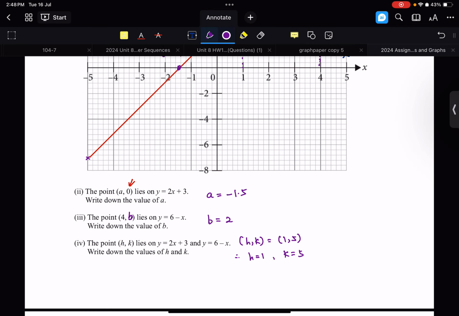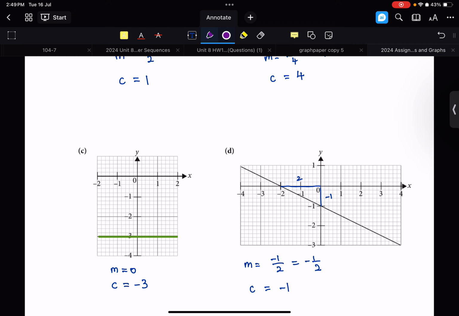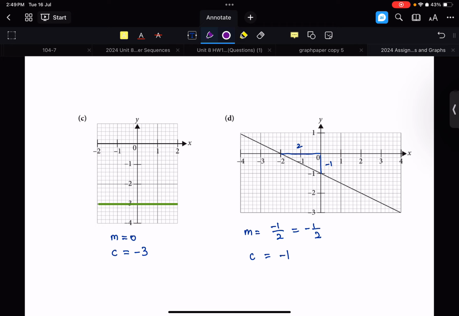Okay, and finally, the last part, finding the y-intercept and gradient. Of course, we know that gradient is the m, y-intercept is the c. Okay, using rise over run, 4 over 2 to get the m, which is 2. c is 1, is where it cuts the y-axis, right? Over here is here, so c is 4. The gradient, well, the rise is negative 4, so it's all good. So negative 4 over 4 gives us negative 1. And we verify by knowing that when the line goes downwards, it is a negative gradient. Similarly, for a horizontal line, the gradient is 0, that's why it's horizontal, right?